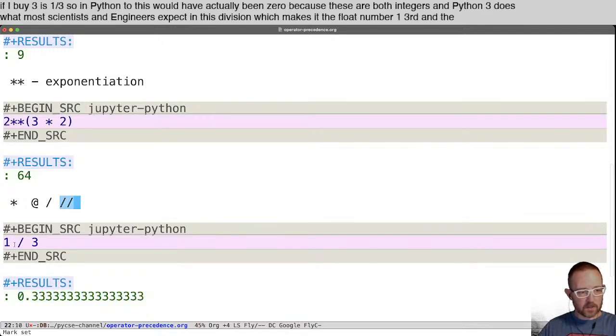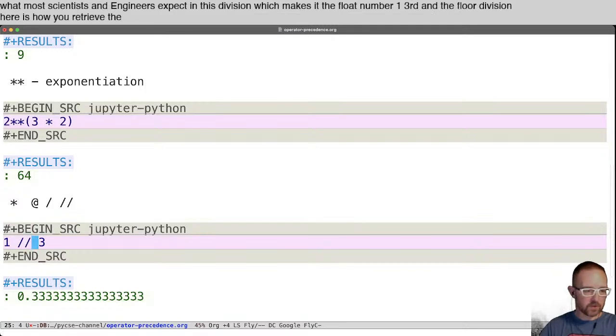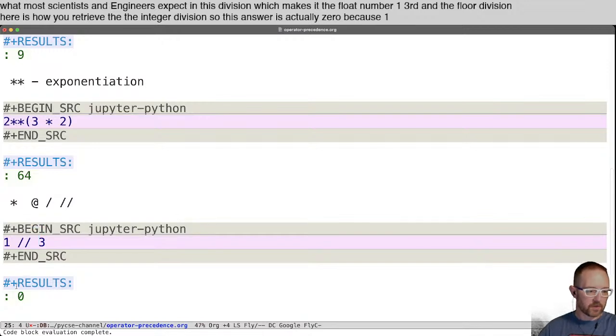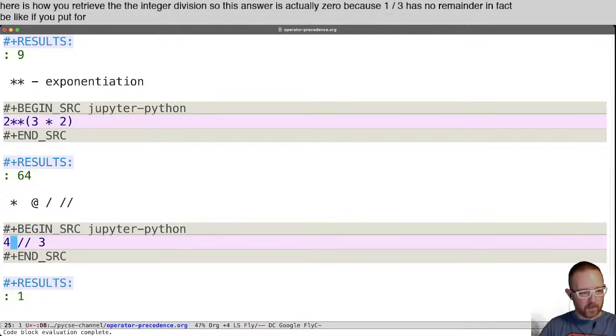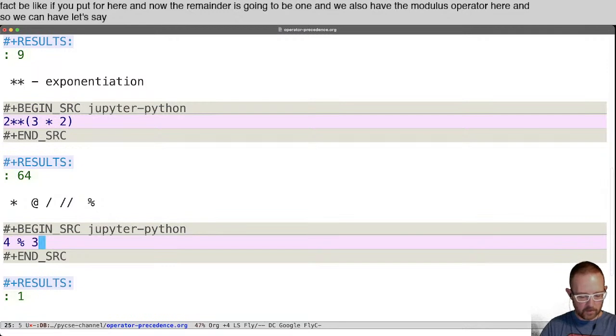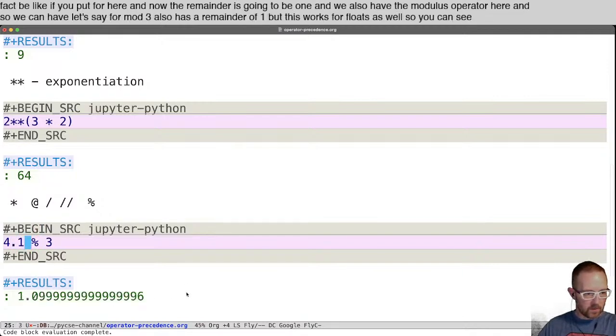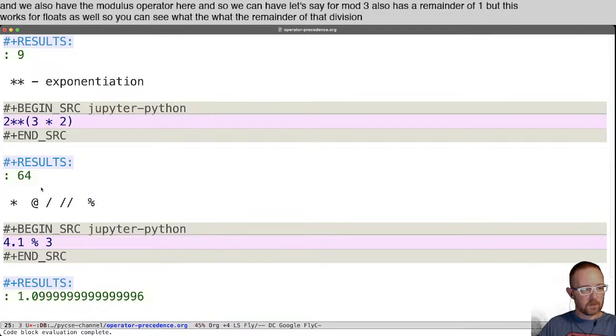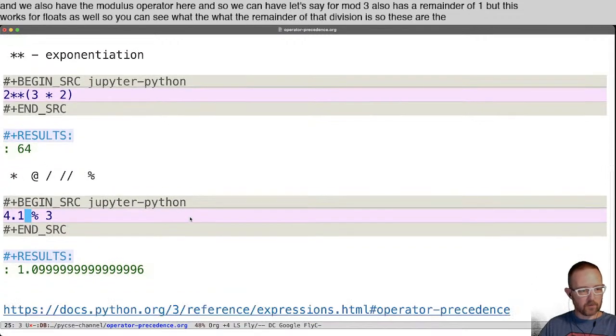The floor division here is how you retrieve the integer division. So this answer is actually 0 because 1 divided by 3 has no whole part. In fact, if you put 4 here, now the result is going to be 1. And we also have the modulus operator here. We can have, let's say 4 mod 3 also has a remainder of 1. But this works for floats as well, so you can see what the remainder of that division is. So these are the next level.